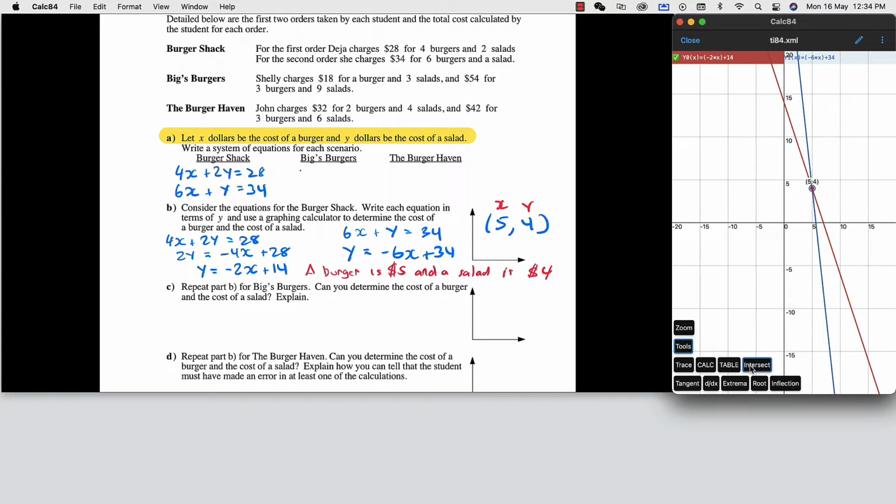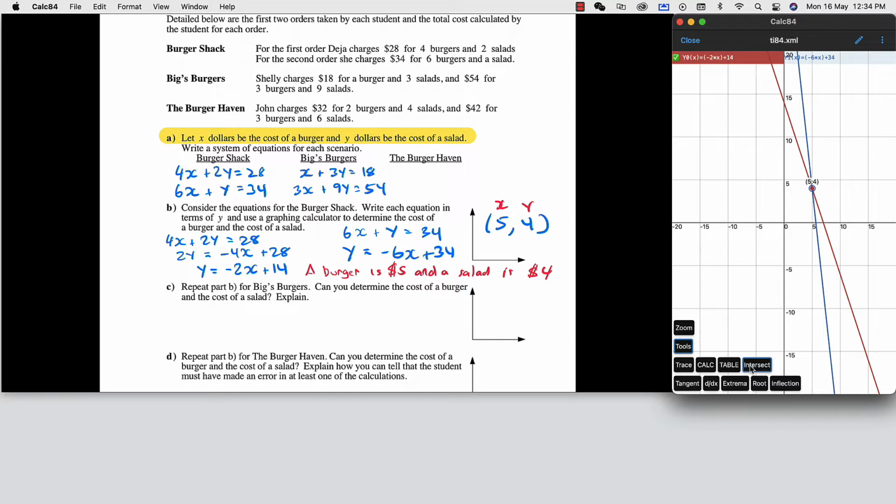Okay, let's move on to the next restaurant, Big's Burger, and the first order came in with a burger, so x plus 3 salads, and the total cost for that was 18. And then we had 3 burgers plus 9 salads, and the cost was 54. So if we move down to part C, it says take a look at those two equations, and we're going to need to compare them.